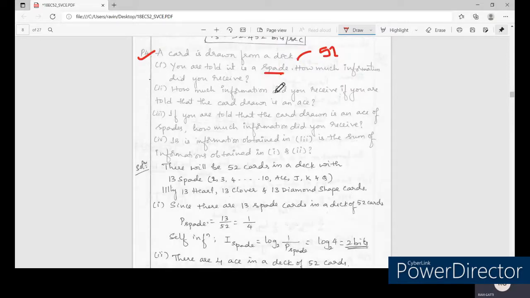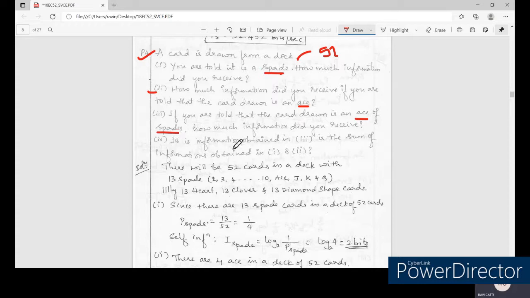Second one, how much information did you receive if you are told that the card drawn is an ace? There will be an ace card in the deck of cards, and they told that whatever card you have taken is an ace card. Then what is the amount of information you get from this message? You need to calculate. And the third one, if you are told that the card drawn is an ace of spade, so they say that it is an ace, but it is of type spade. How much information did you receive? That you need to calculate.